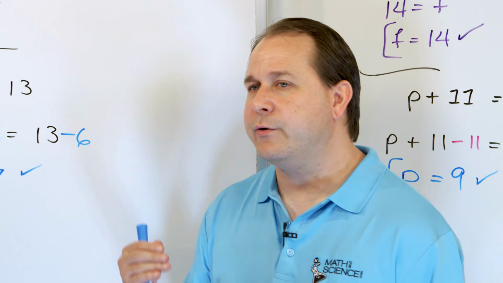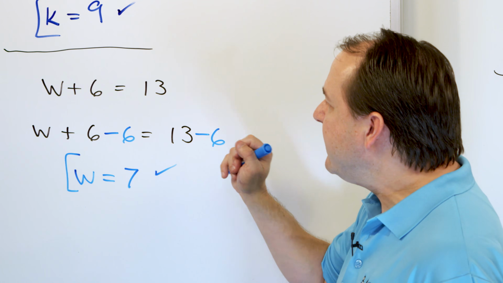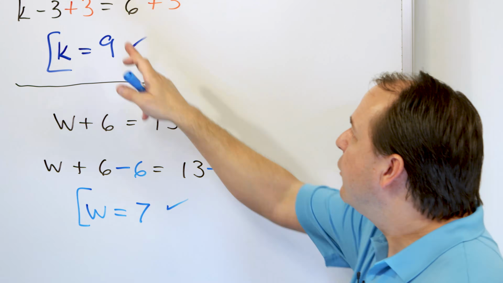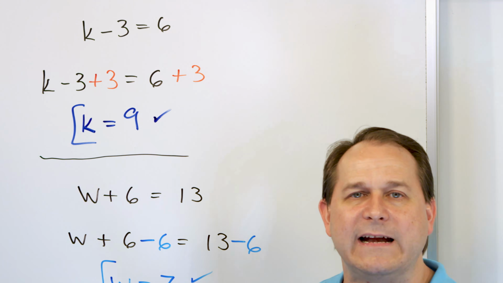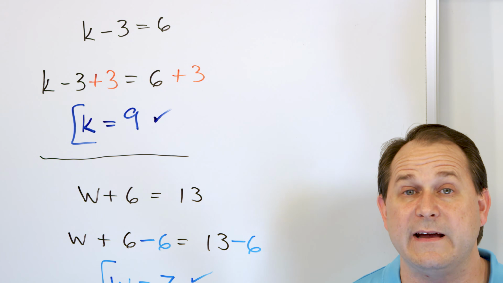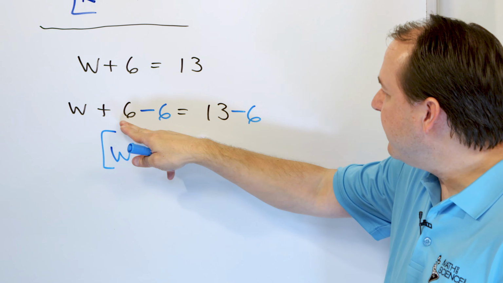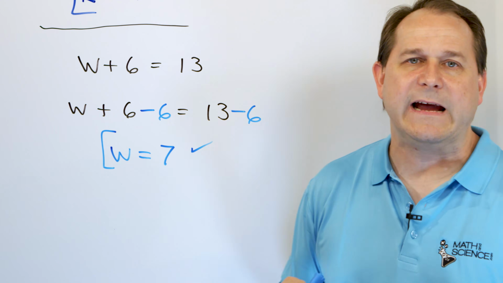But what I want you to do is really focus on the process. If you've added 6, then the very next step to get W by itself, you have to subtract 6 from both sides. Here, we have subtracted 3. To get K by itself, we have to add 3 to both sides. And I can go through the other examples and do the same thing. You're just doing the opposite operation. Then, in the next step, you convince yourself this goes to 0, the variable's by itself. This calculates to the answer.